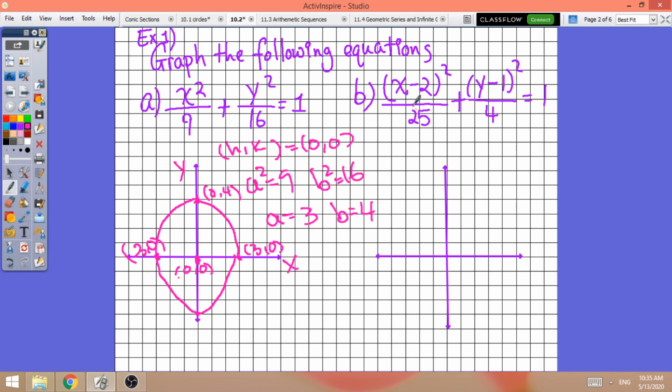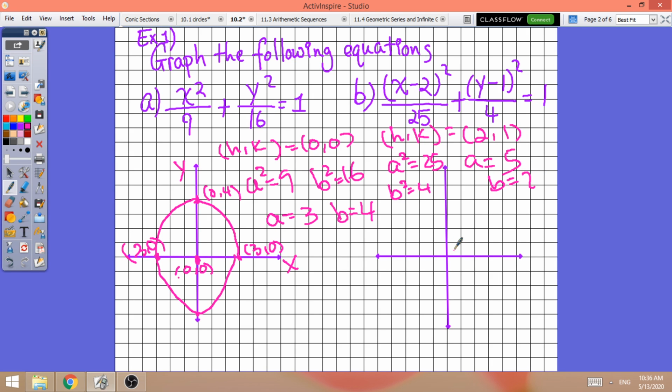And here's another one. So this one, again, identifying the central element, the center. So we do have h, comma k, so we do have 2, comma 1. And then the value of a, well, a squared first, which is 25. So therefore a is 5. And then b squared is 4, so that means b is 2, taking the square root of the number.